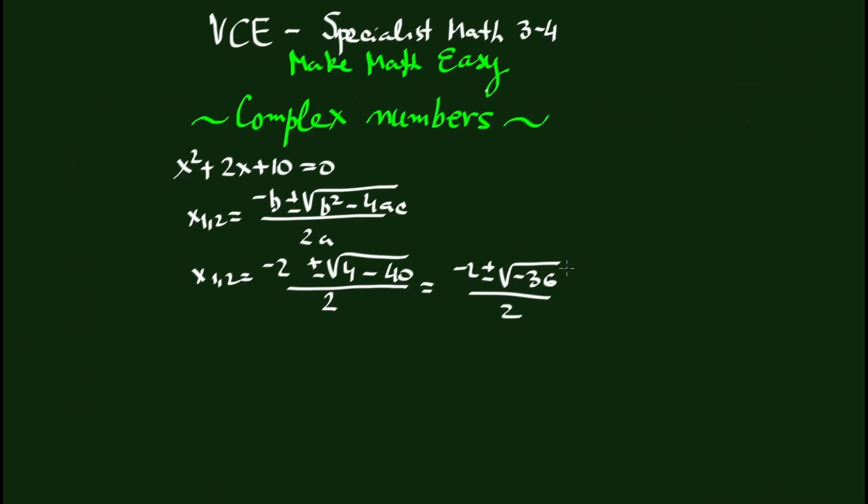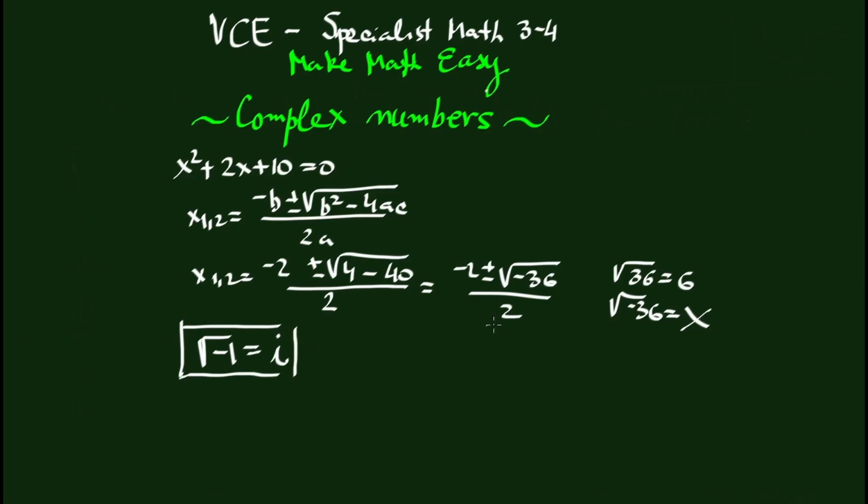See, square root of 36 is 6, but the square root of minus 36 is impossible. So in order to make this possible, we introduce something called square root of minus 1 is equal to i. So we say that, and then we make possible this solution here.